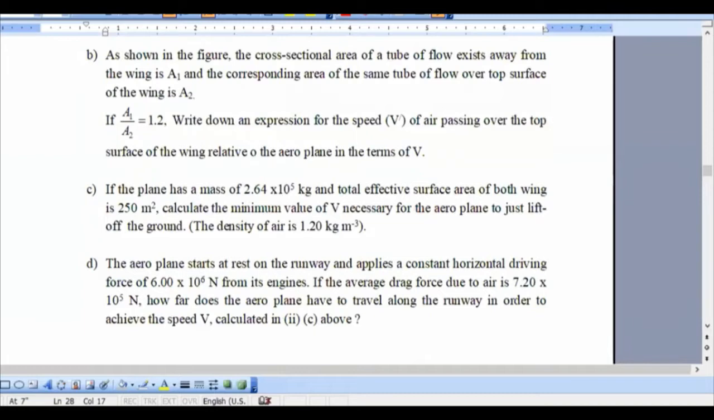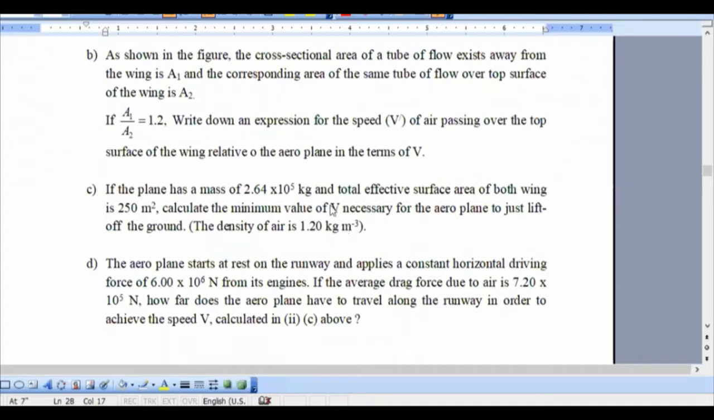If the plane has a mass of 2.64 into 10 to the power 5 kilogram and total effective surface area of both wings is 250 meter squared, calculate the minimum value of V necessary for the aeroplane to just lift off the ground. The density of the air is 1.20 kilogram per meter cubed.